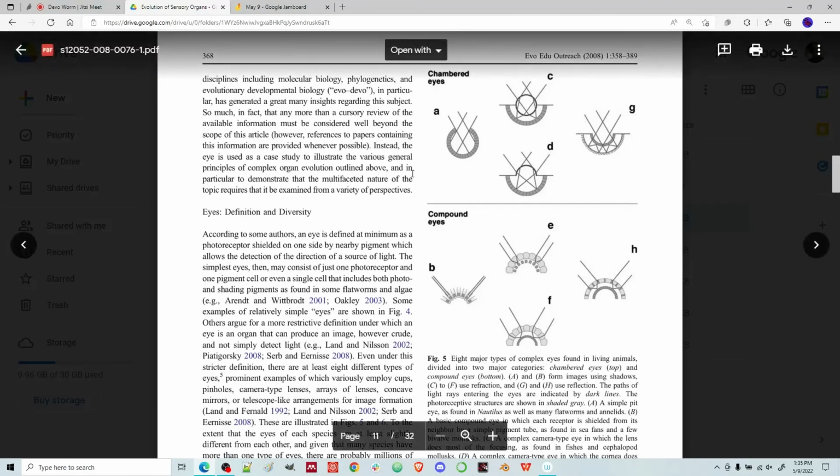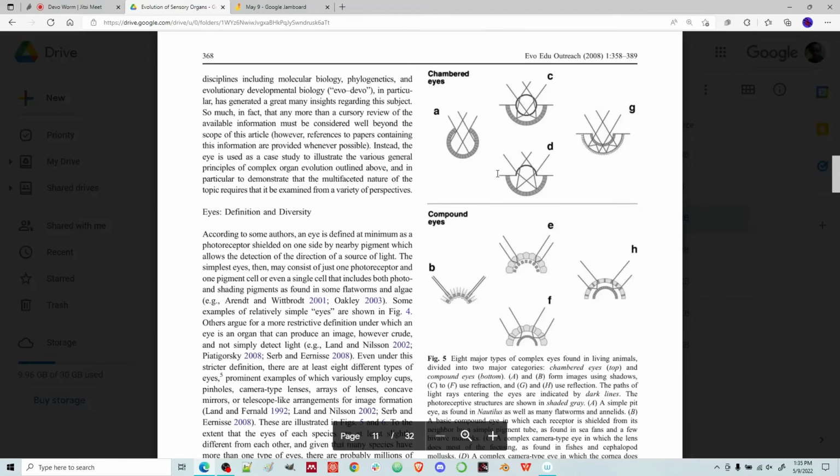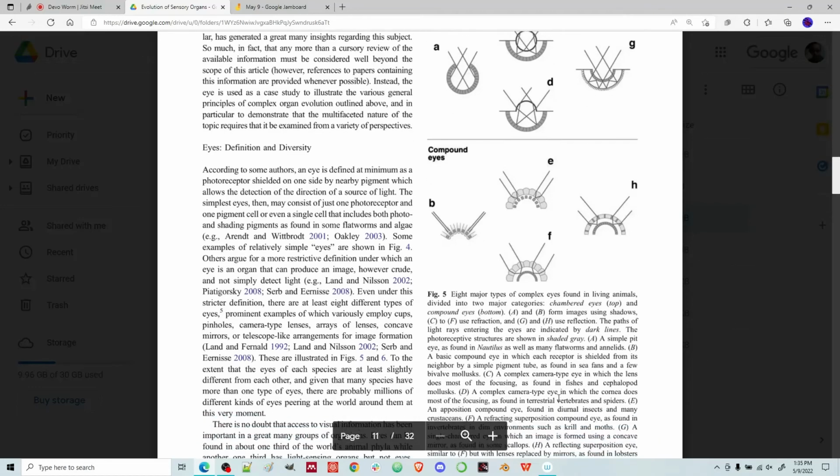These are in different clades. So chambered eyes and compound eyes are different solutions to vision in different clades. And so you see this, I think this is a pit eye, and this is found in nautilus as well as many flatworms and annelids. It's a basic compound eye, is B here.